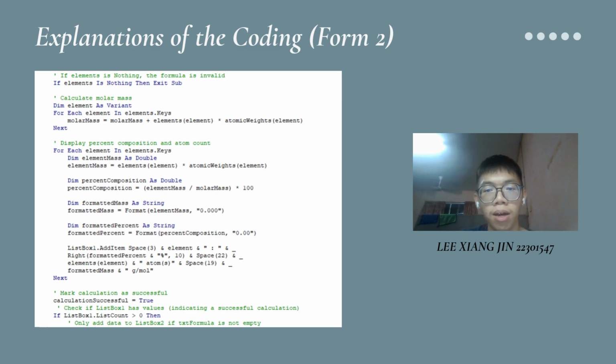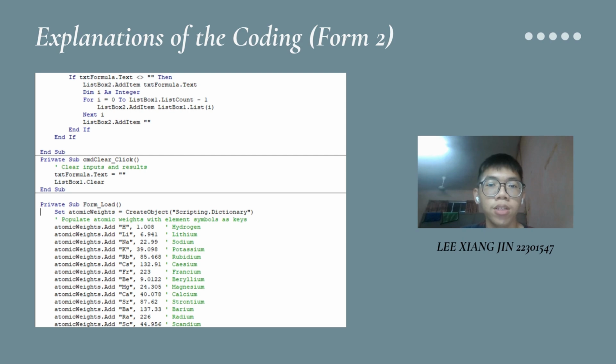Then it will compute the molar mass by summing all the contributions of the elements and calculate the mass of the elements. It will determine the relative contribution of the current element to the compound's overall mass and ensure that the mass is shown with exactly 3 decimal places and the percentage with 2 decimal places. Then it will process all elements in the chemical formula, calculate their percent composition, mass, and atom count, then format them. For this section of code, it will add the formula and calculated result into the second list box when the calculation is completed successfully.